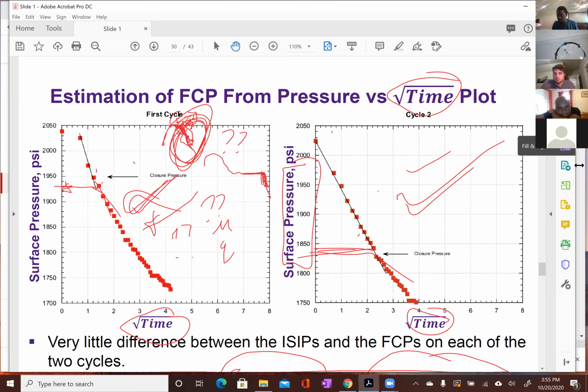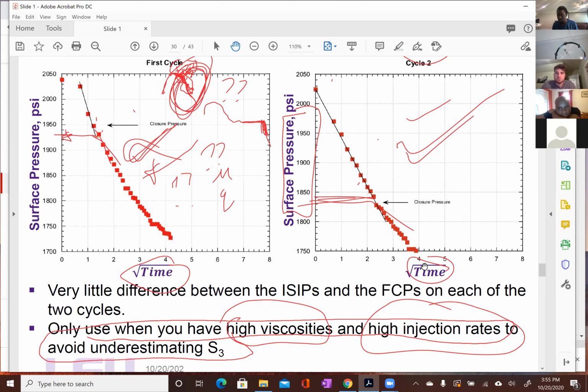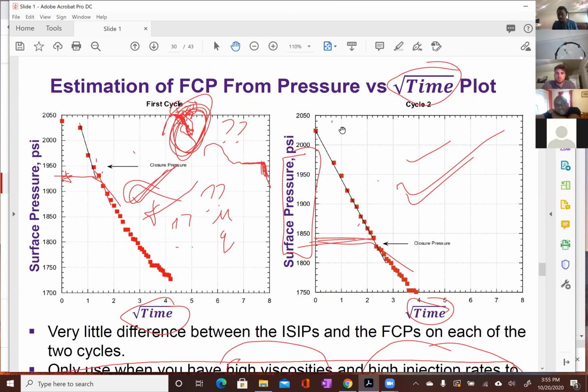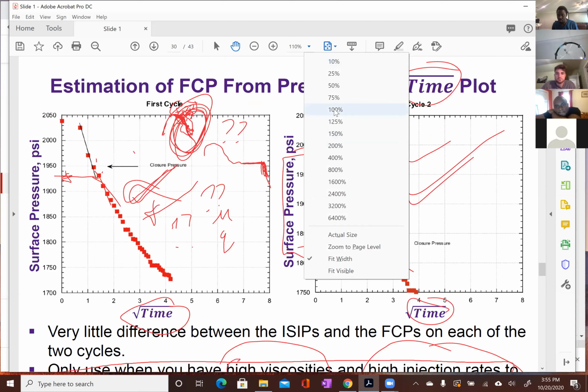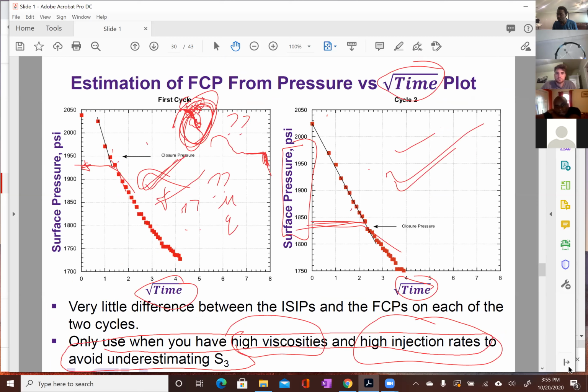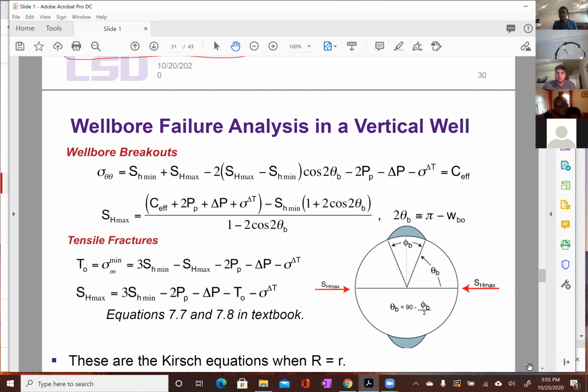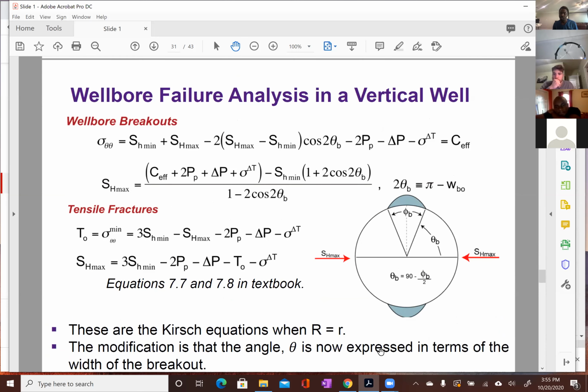Any other question before we move on? This thing is too big. Good. So now we move on to failure analysis in a vertical well. Crush equation, right, for vertical wells. This is the one we've done before. And I explained all of this, so I won't talk much about it.